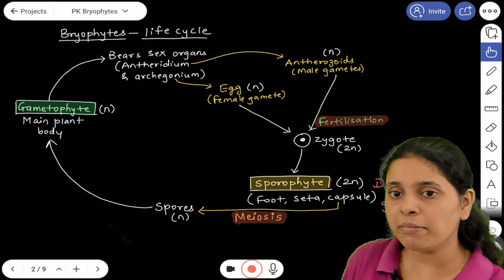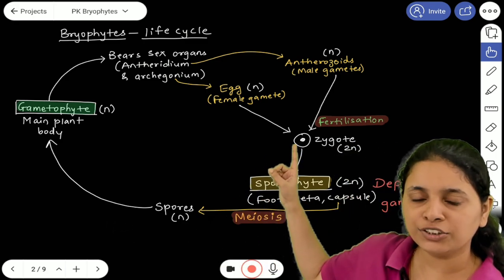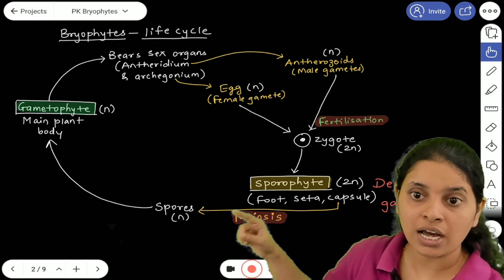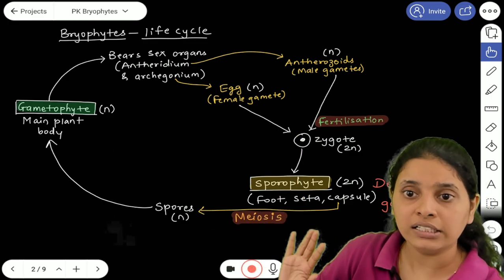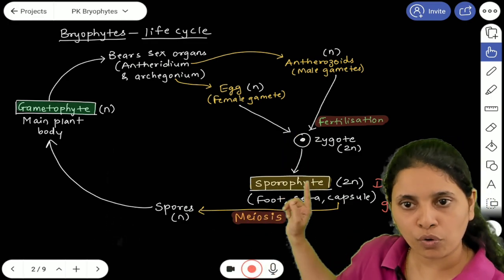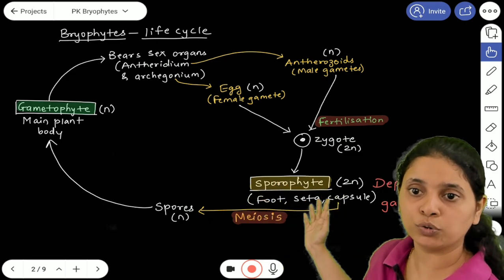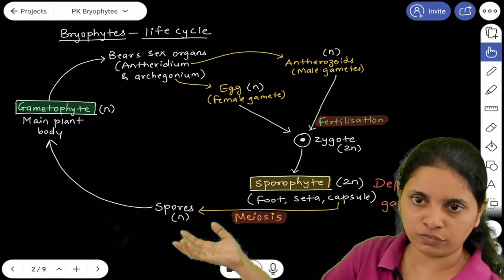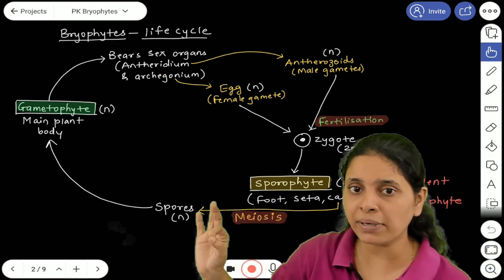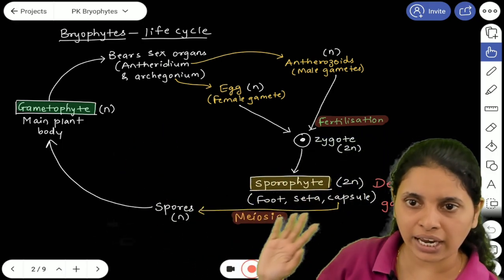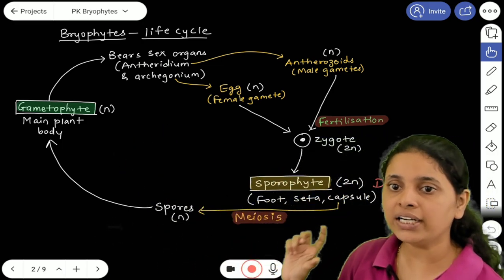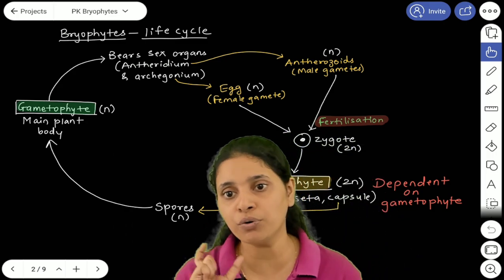नहीं है. Algae में हमने क्या देखा था, जो जाइगोट बनता है इसमें directly meiosis and you get the spores, but यहाँ पे जाइगोट में meiosis नहीं हो रहा है, यहाँ पे जाइगोट से स्पोरोफाइट बन रहा है. स्पोरोफाइट डेवलप होगा, it will have foot, seta, capsule, कैप्सूल में मेयोसिस होगा and then you have spores. So though the main plant body is definitely the haploid gametophyte, but sporophyte is also for a significant duration.